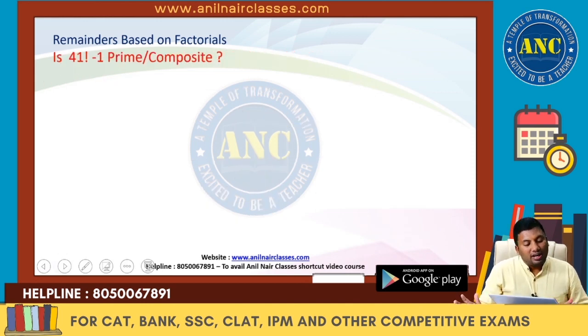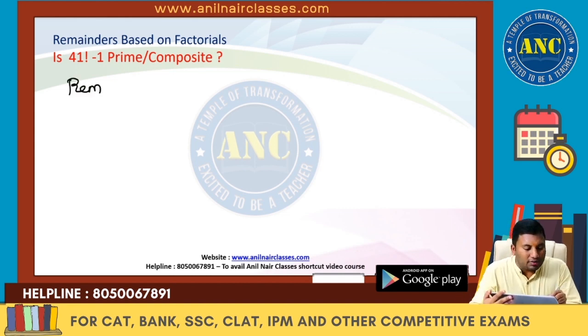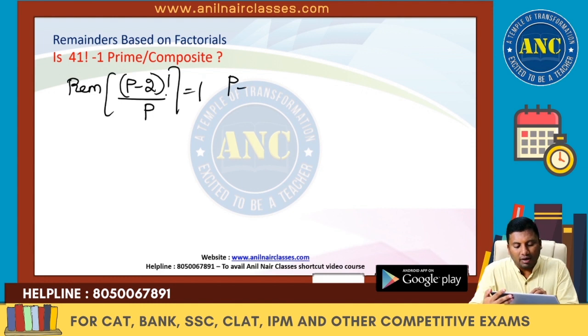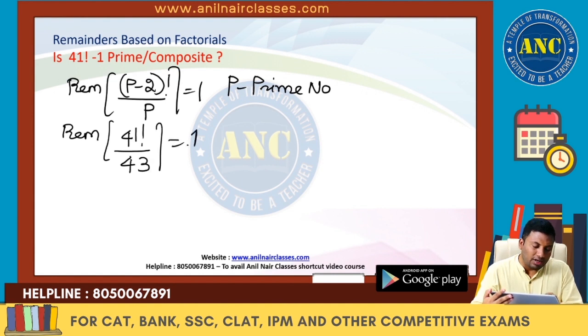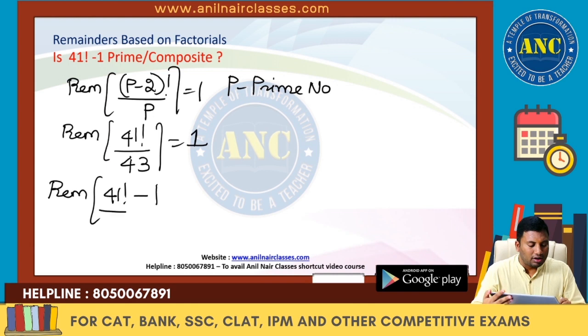Next, is 41 factorial minus 1 prime or composite? What is the concept we discussed just now? P minus 2 factorial divided by P is always 1 when P is a prime number. So if I use this concept, the remainder of 41 factorial divided by 43 is always 1. So if the question is 41 factorial minus 1 when divided by 43, here it is 1.